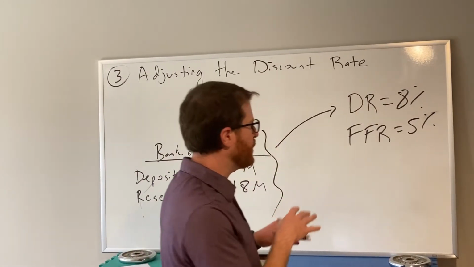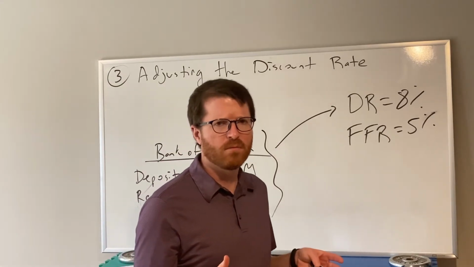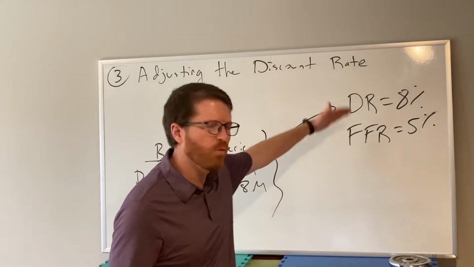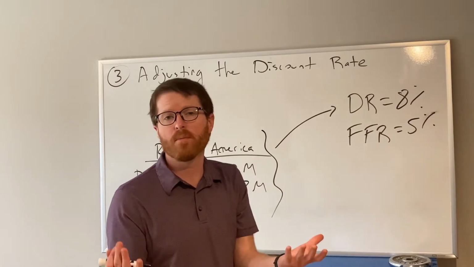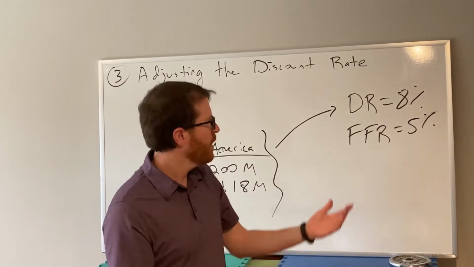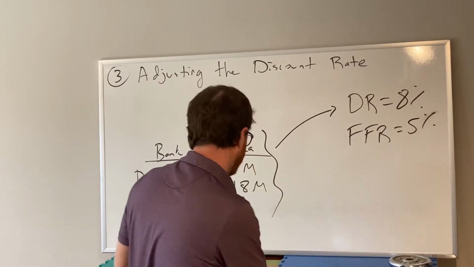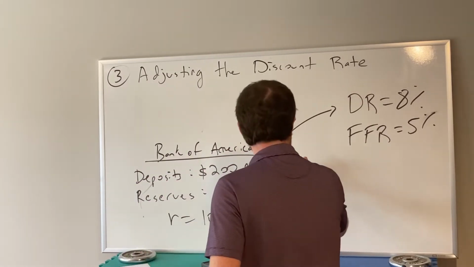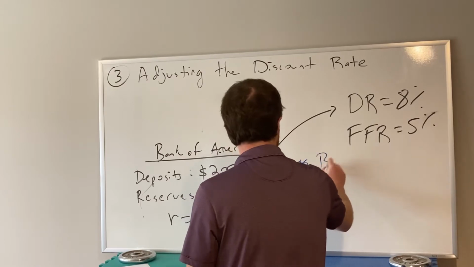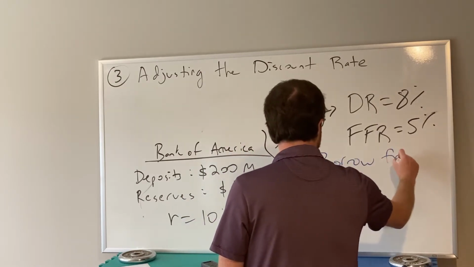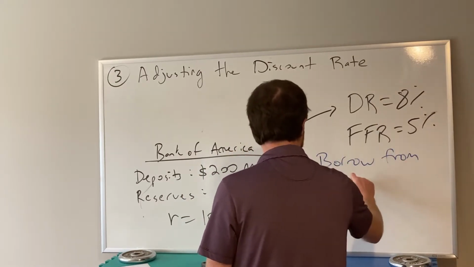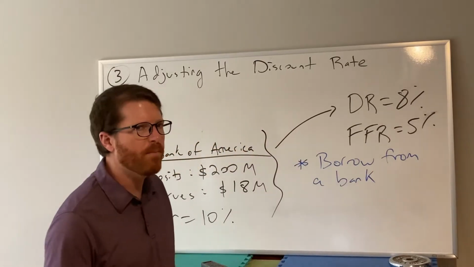Now, given that information there, who are they going to borrow from? They're going to choose whatever rate is lower. Just like if you're borrowing money, you would choose the lowest interest rate. Banks are the same way. So they're going to borrow using the federal funds rate, which means they'll borrow from a bank. So in this scenario, they borrow from a bank, and that would have no impact on the money supply.